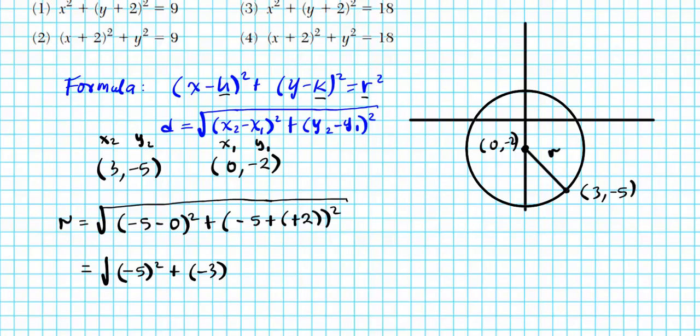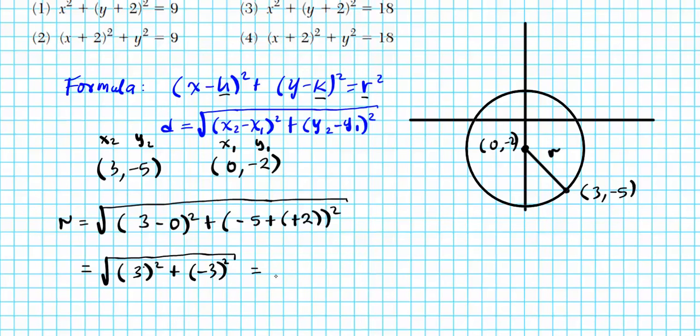x2 is not -5, x2 is positive 3. I don't know why I put a 5 there. Okay, so x2 is 3 minus 0. x2 minus x1. Okay, so 3 minus 0 is 3. Sorry about that. Okay, and then we take the square root. This one is also squared.